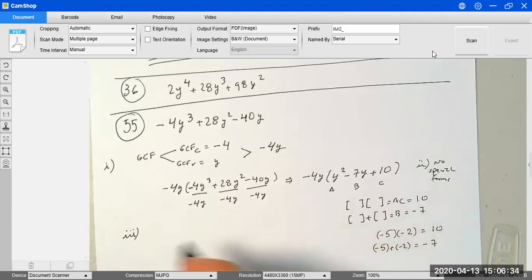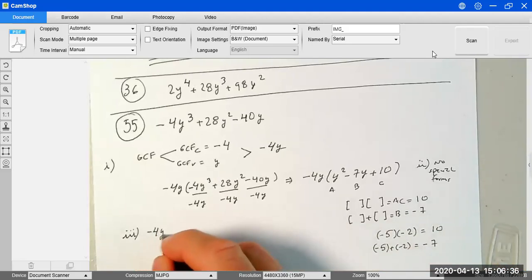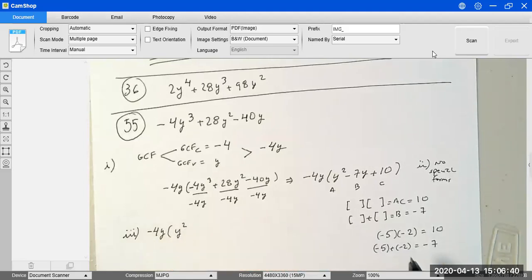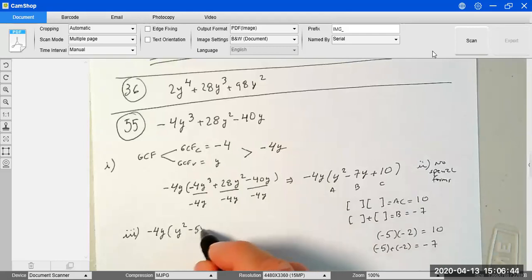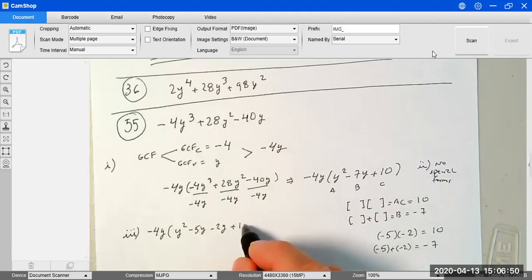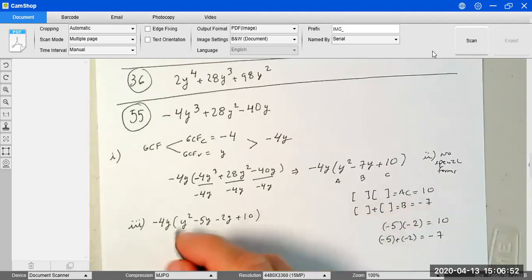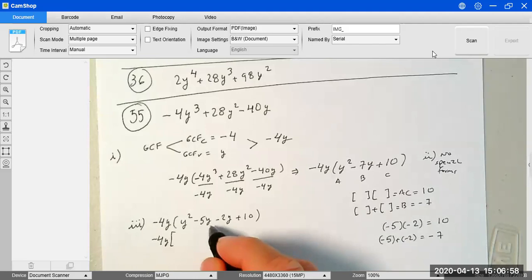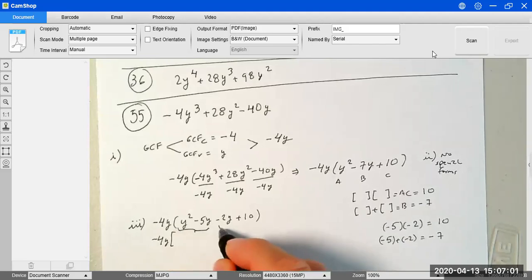So I can rewrite this as negative 4y that multiplies. My first term is y squared. Then the middle term is going to be broken into negative 5y, negative 2y, that's the middle term, and then positive 10. Then you just do factoring by grouping. So we're going to have from the first group, this is my first group, this is my second group.